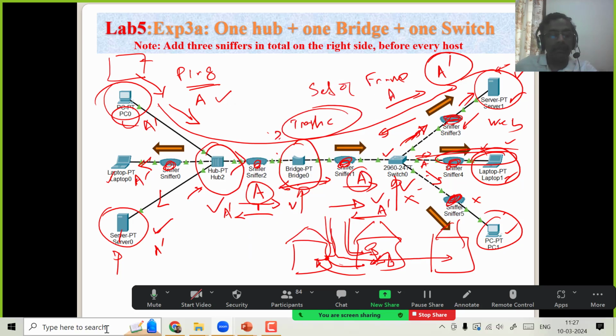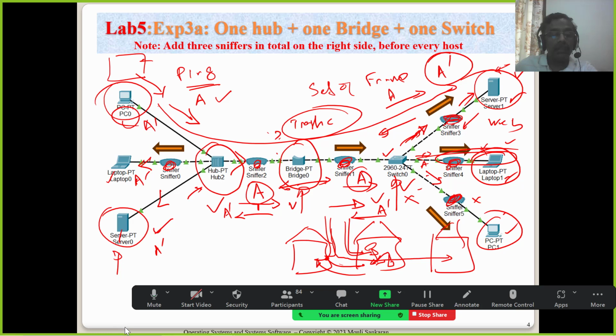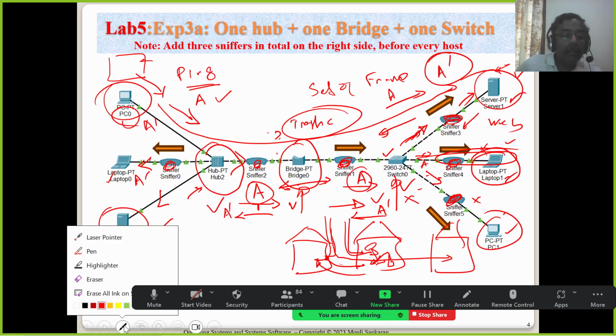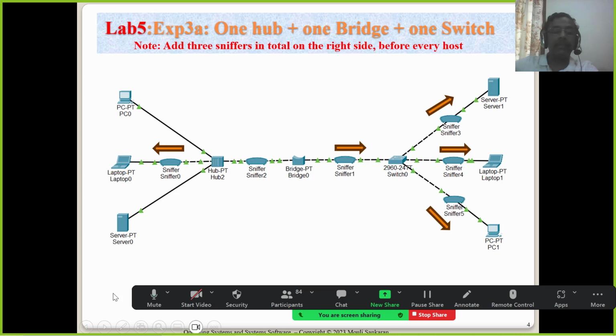I think this picture has become so dirty. I should erase everything. Give me one second. Let me erase all of them, start fresh, and make it clear. One A is going, that A is coming here. This A is not sent here. Switch is okay.